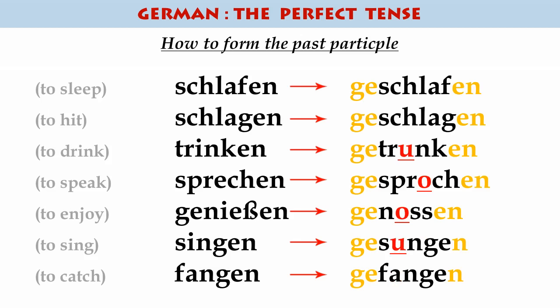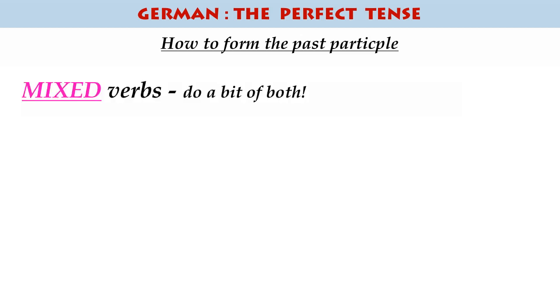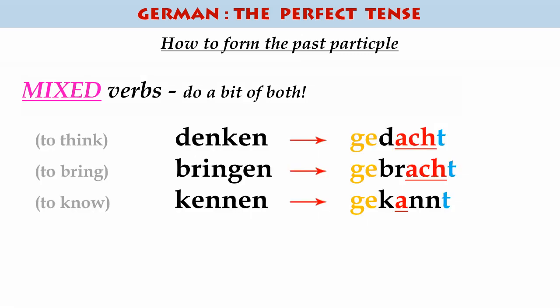There is also a very small group of mixed verbs, which means they do a bit of both. So here are your few very typical ones. Denken goes to gedacht, and bringen goes to gebracht. So they both have not just a vowel mutation, but a strange extra CH in the middle there. That explains why the English has a GH, even though we don't pronounce it anymore.